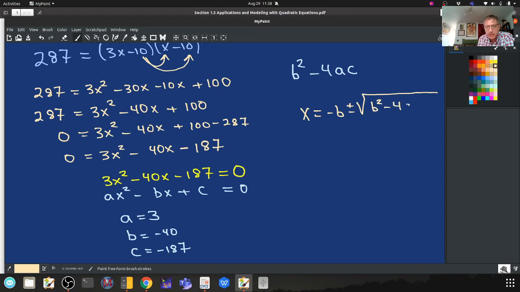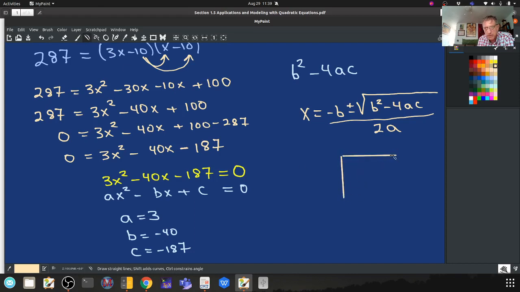Here's our discriminant underneath. So you just simply plug and chug. Your A is 3, your B is minus 40, your C is minus 187, and you go. And then, there's going to be a lot of numbers. You're going to have to take the square root of a large number. You'll want to use a calculator. But I do want to show you that this one can be factored. So let's do the factorization method.